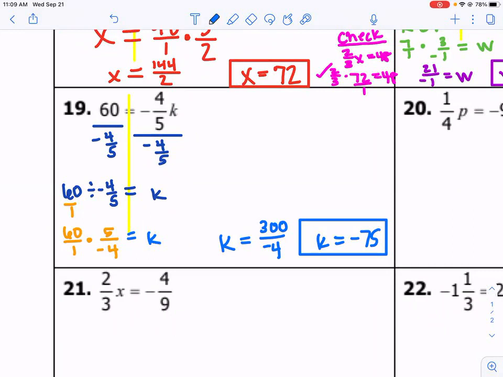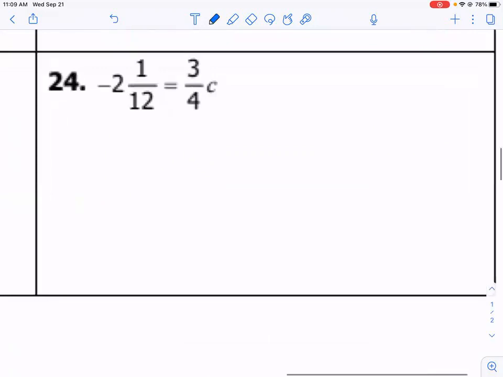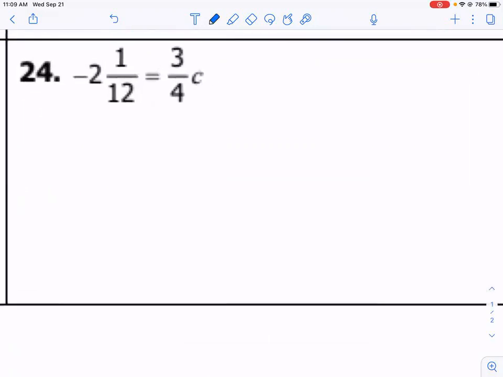Okay. Let me pick one. Question number 24. I wasn't even talking to you. Yeah. You want to do number 24? Okay, we'll do number 24. Trent chose number 24, so he is going to tell us what to do with that mixed number. I turn it into an improper.